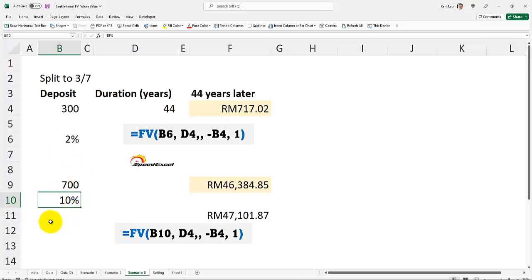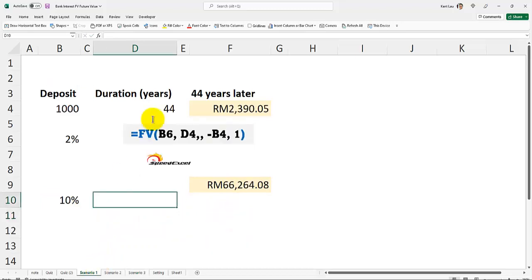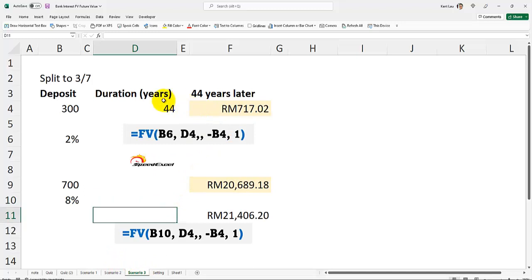Don't go too much, right? So maybe say it gives you 8%. Yeah, you can still go with it, right? So you still have 21,000 compared to scenario one where you get 2,000 after 44 years. So that is 44 years, right?